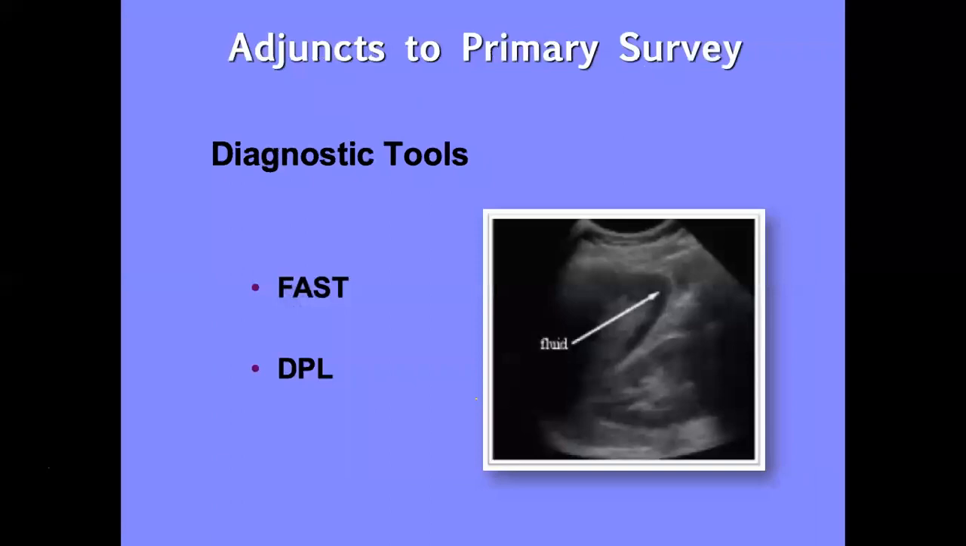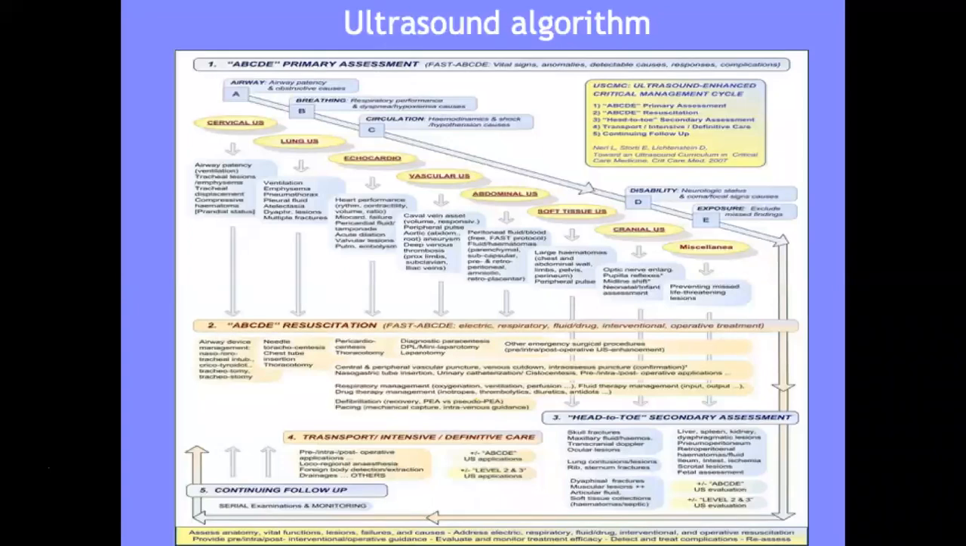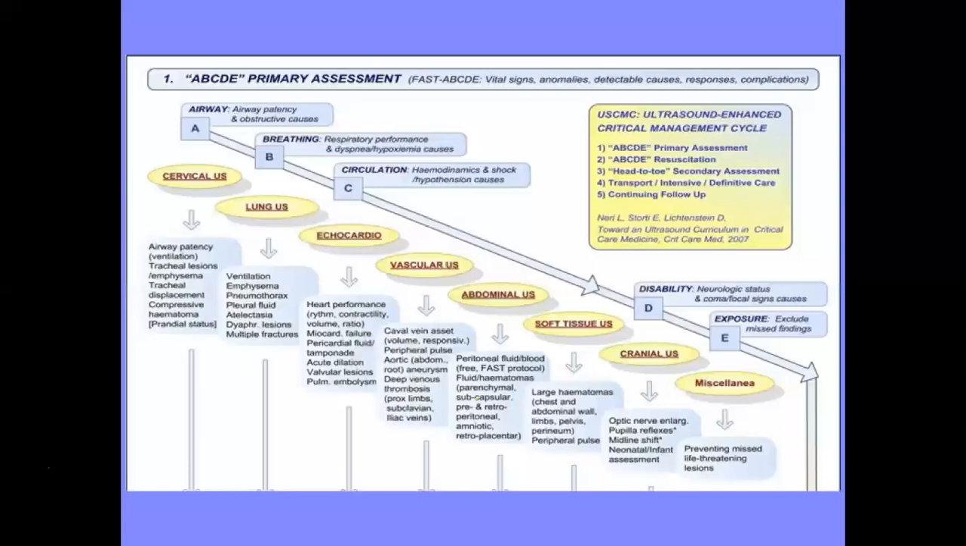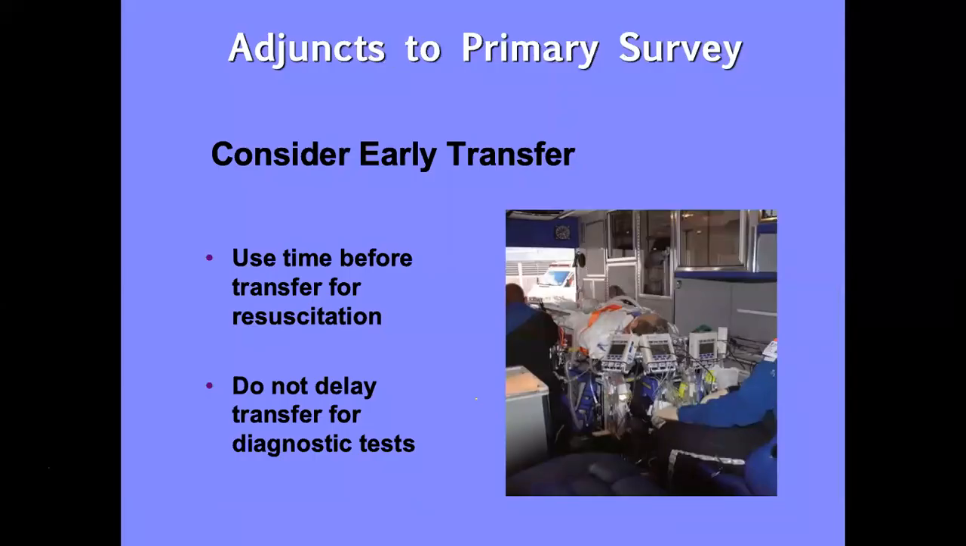Then there are other diagnostic tools like FAST and DPA or diagnostic peritoneal lavage. Now, diagnostic peritoneal lavage is losing its importance these days because ultrasound has become a major modality. So this is a slide from the ultrasound trauma life support system, where both the diagnosis and the resuscitation can be done using an ultrasound. In this, again, we follow the same protocol as A, B, C, D, E, and we do an ultrasound of both the lungs and the abdomen as well as the pelvis so as to have an idea of the different components. Then we have to consider early transfer if in case we have already seen the patient.